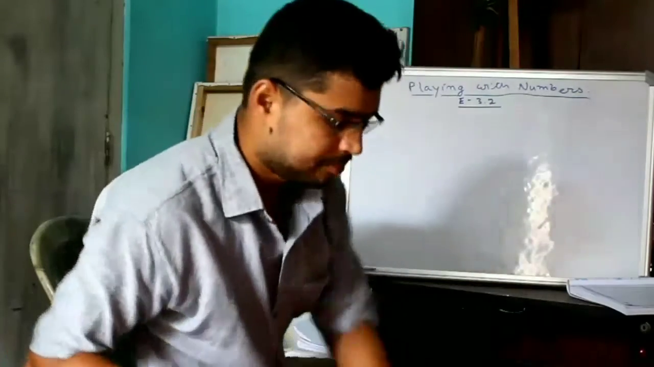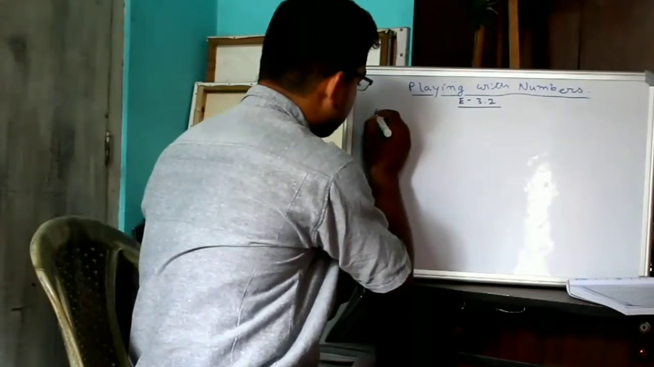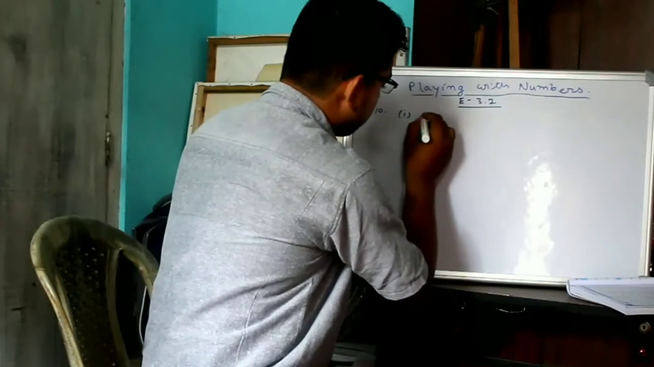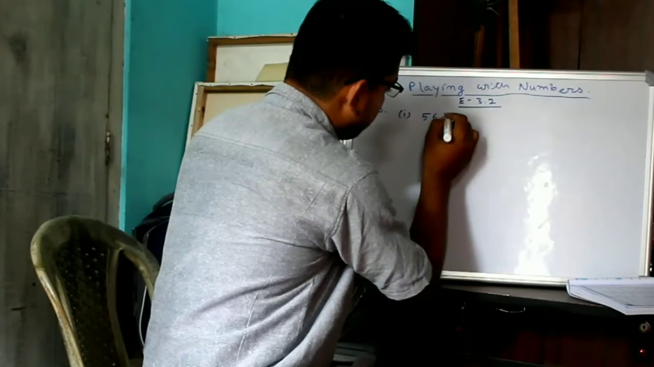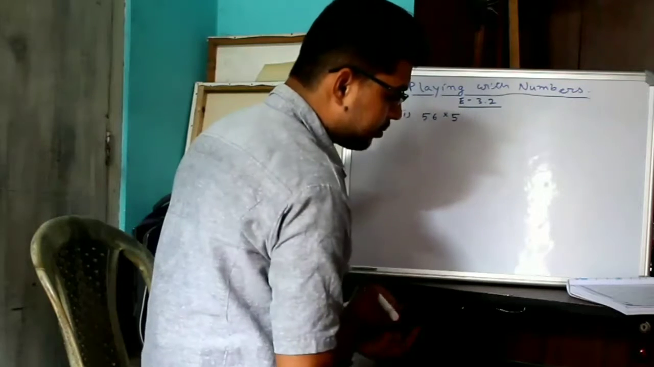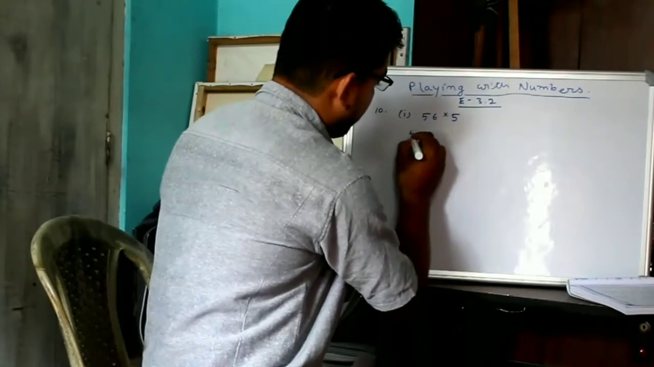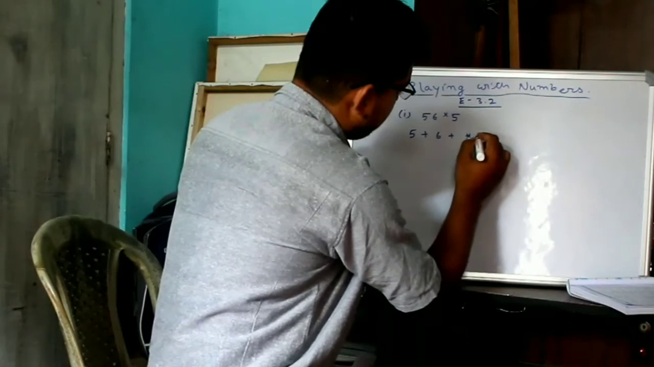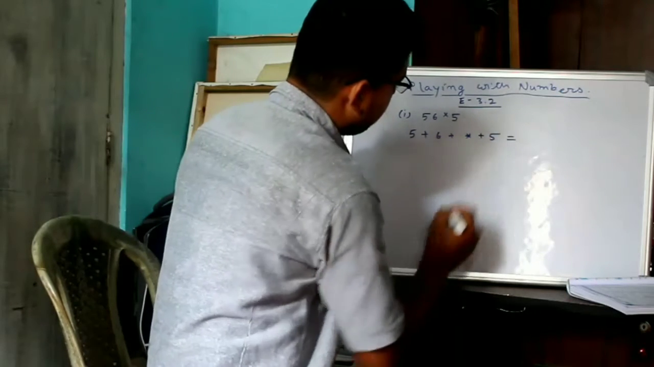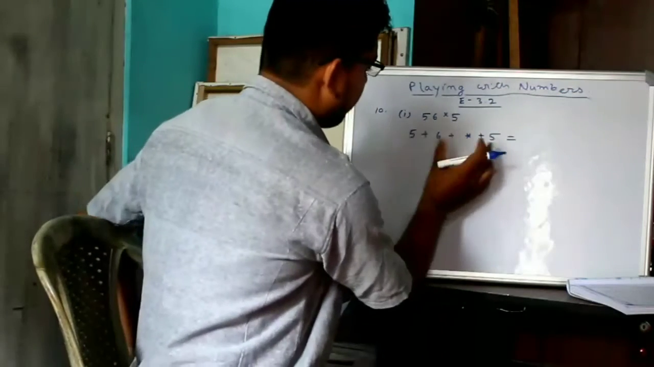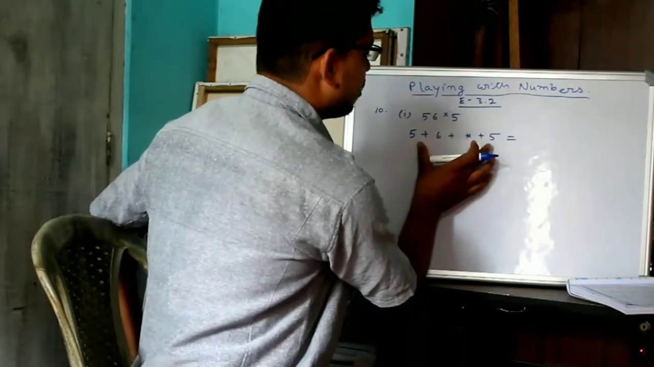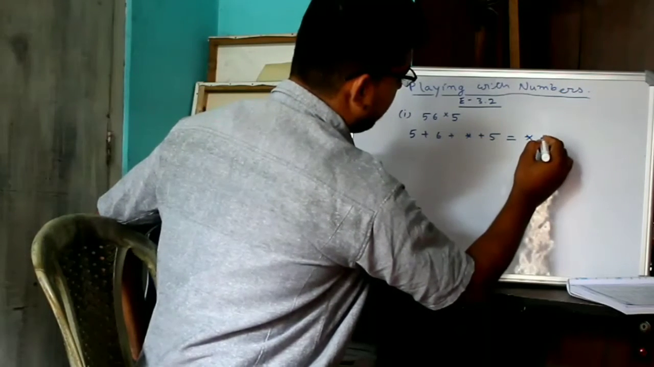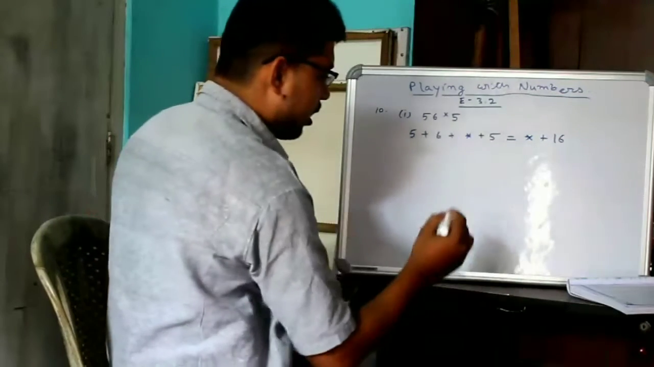So number 10, number 1: 56*5. 5 plus 6 plus star plus 5 equals 5 plus 5, 10, 10 plus 6 plus star, so star plus 16.